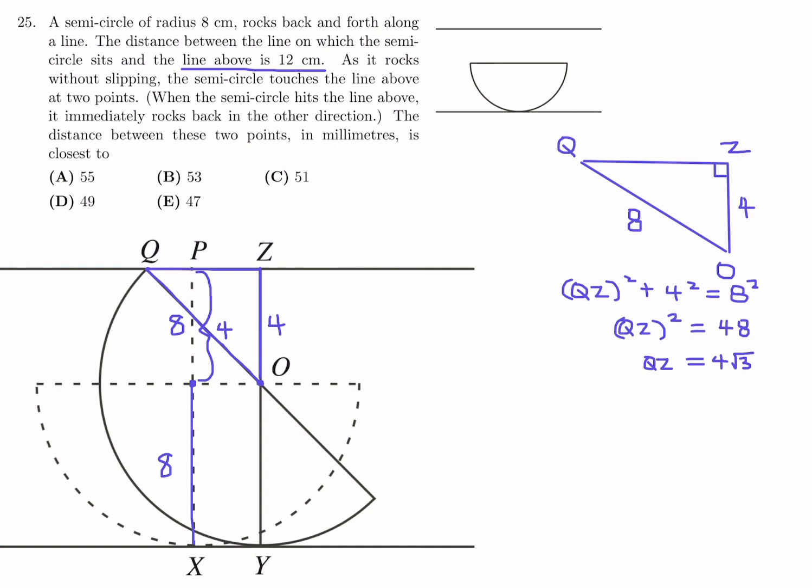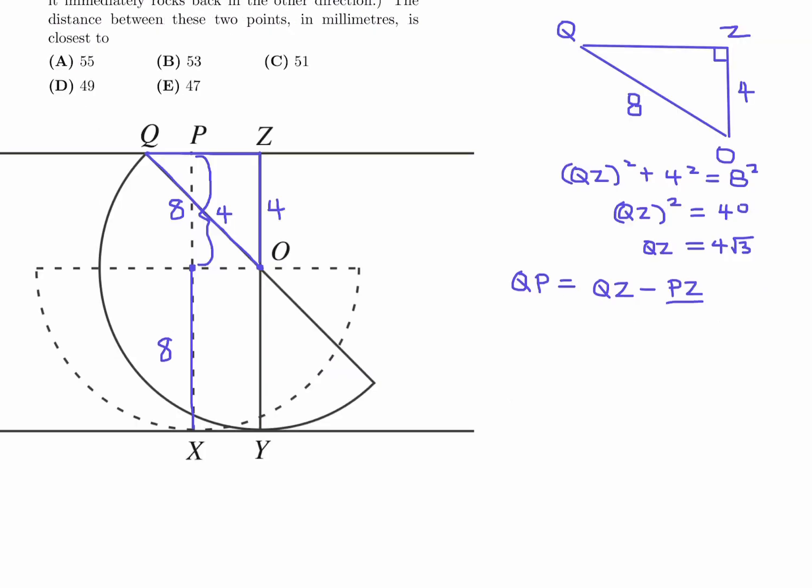So that takes care of QZ. Now, we need to figure out QP, the distance from here to here. So how do we do that? Well, we have QZ. If we can figure out the distance from P to Z, then we will be able to solve this question. So QP is going to be equal to QZ minus PZ, like that. So we are now going to try to figure out the value for PZ. Well, QZ we just calculated as 4 root 3.